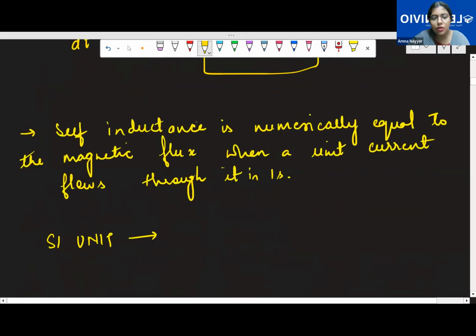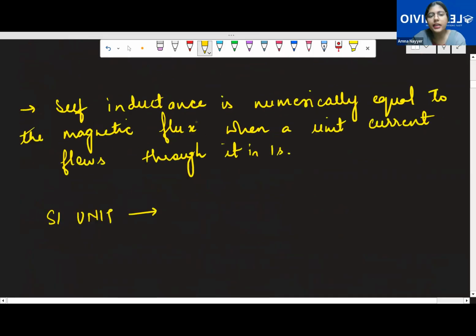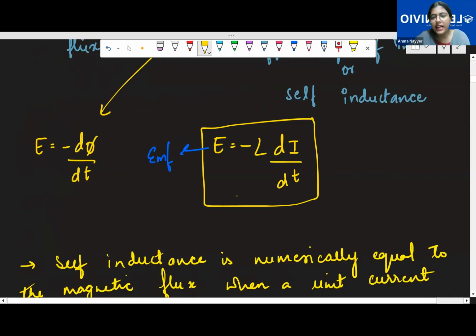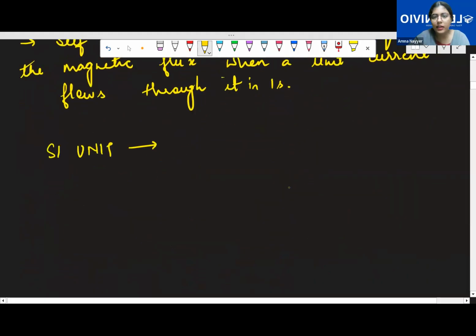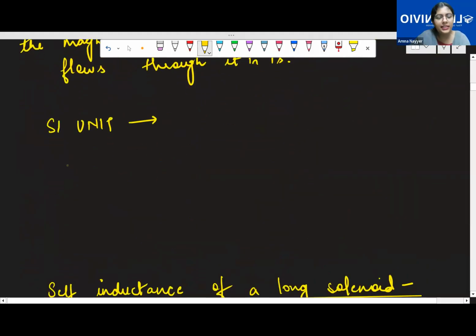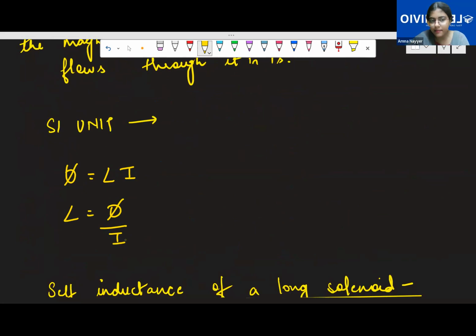Okay. So see, self-inductance, if I take self-inductance as numerically equal to magnetic flux, look here, I'll explain it to you. If I say flux is equal to Li, then self-inductance is equal to flux divided by the current. So let's say the value of this current is 1 ampere. What will be left in the formula?